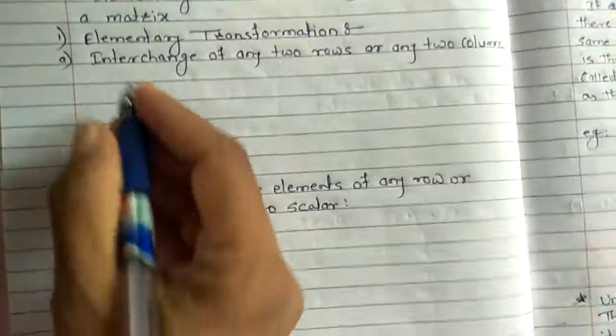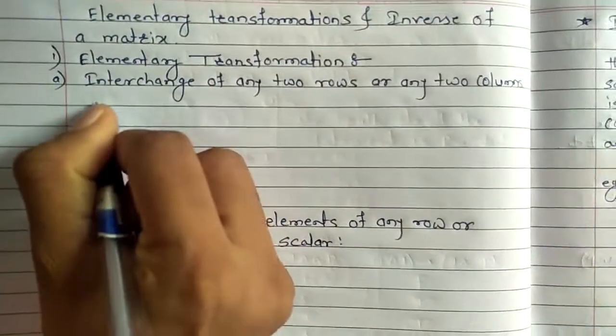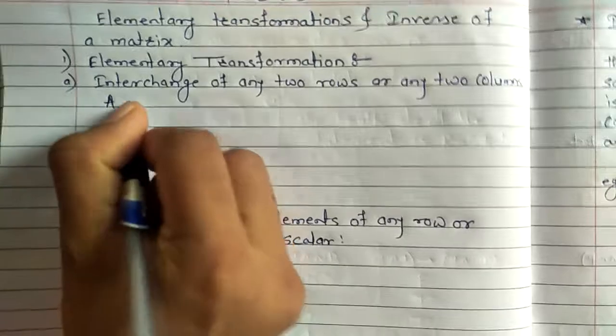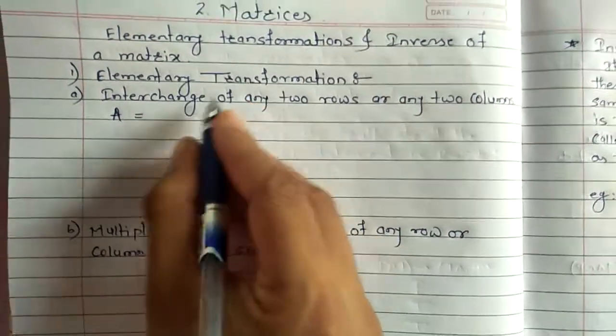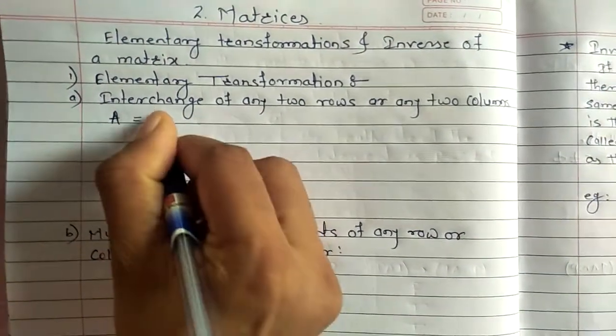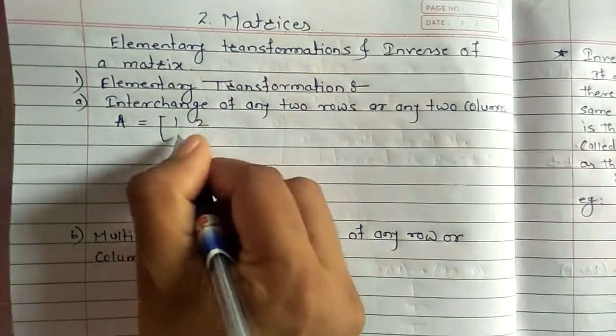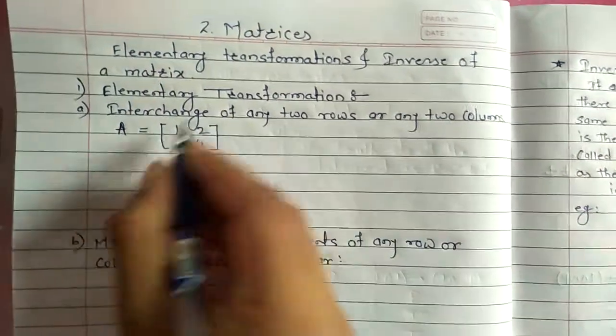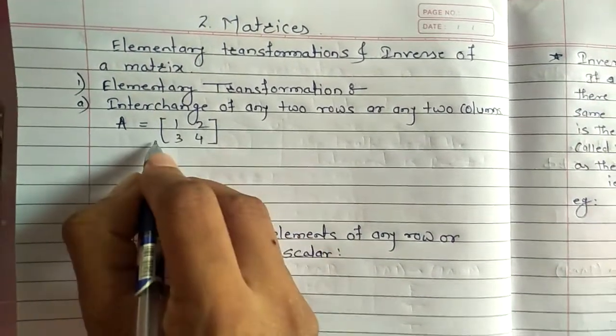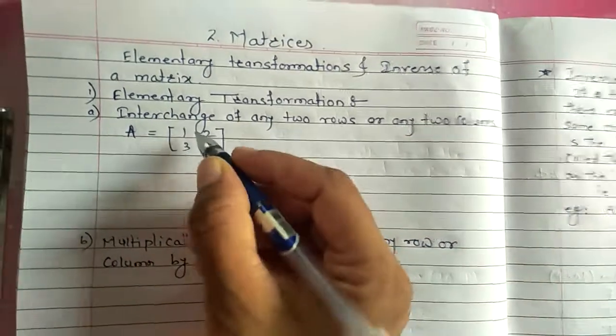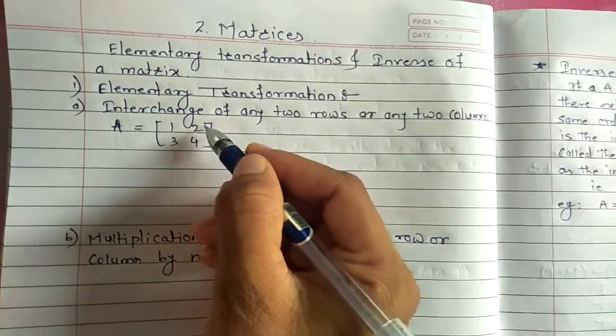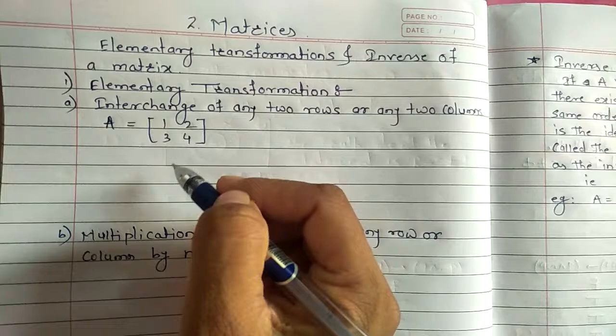Let us consider a matrix A. Matrices are denoted by capital letters. So we consider a 2 cross 2 matrix, let it be 1 2 3 4. So 1 2 is the first row, 3 4 is the second row. That means 1 3 is the first column and 2 4 is the second column.